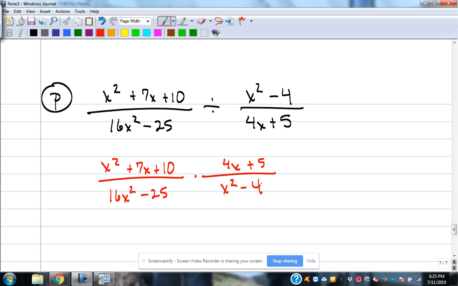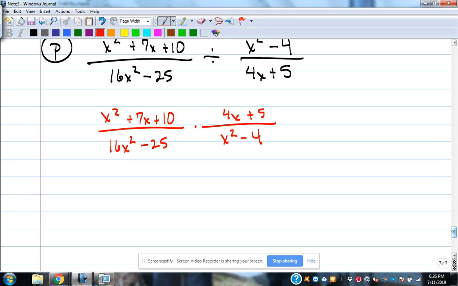And then we do the exact same thing that we've been doing. We factor everybody, cancel vertically and diagonally. So this one's a little easier to factor. Thought I'd end up with a pretty decent one. I can do X method on the top one. 10 and 7 be 5 and 2. That's going to be x plus 5, x plus 2.